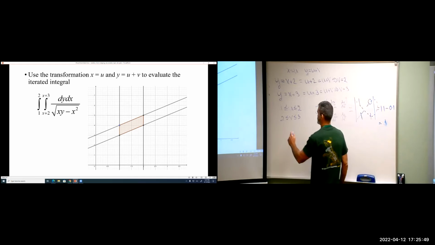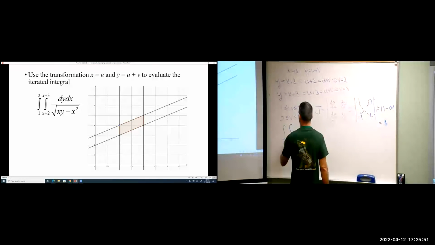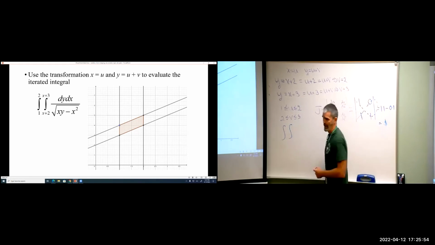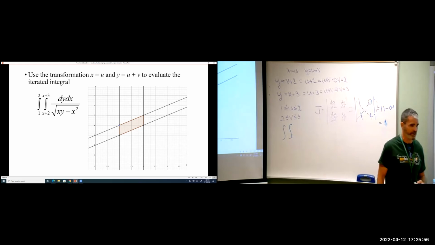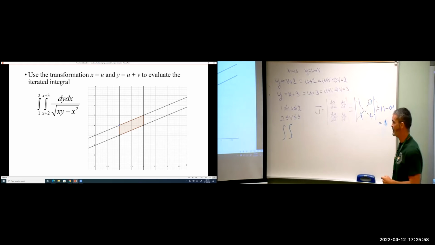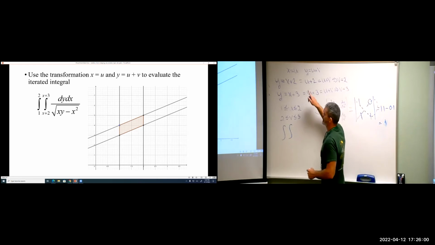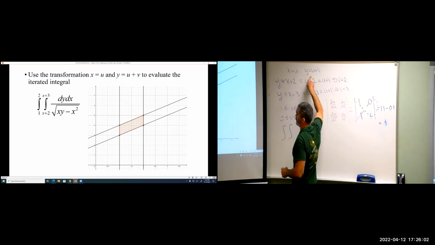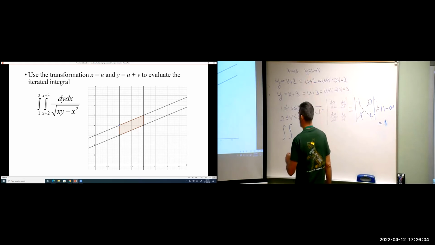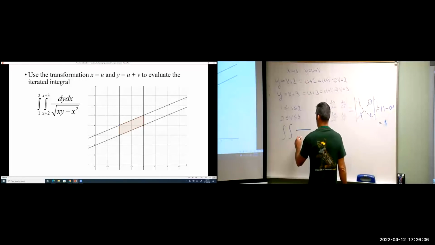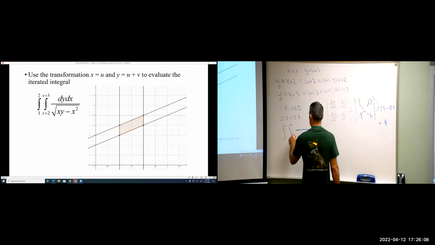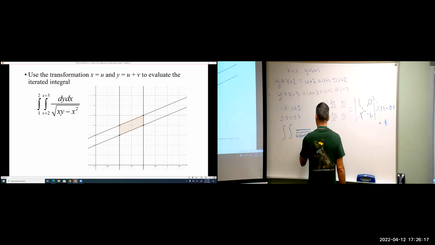Okay, so we already know the order probably isn't going to matter, but let's take a look at what the new integrand looks like first before we make that determination. So that means we're replacing all the x's with u's and all the y's with u plus v's. So we are going to have the square root of u times u plus v minus u squared.